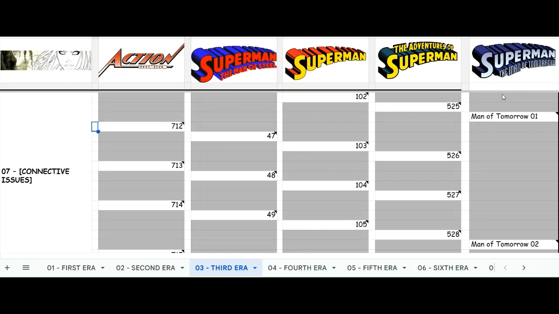Anyway, after that, we've got Action Comics 712. Then we've got Man of Steel issue 47, which is a really interesting issue about fighting the Aryan Brotherhood. Then we have Superman 103. Then we have Adventures of Superman 526, which is yet another issue about Bloodsport, the antagonist that's been mentioned several times over the last couple of videos. Then we have Action Comics 713, Man of Steel 48.